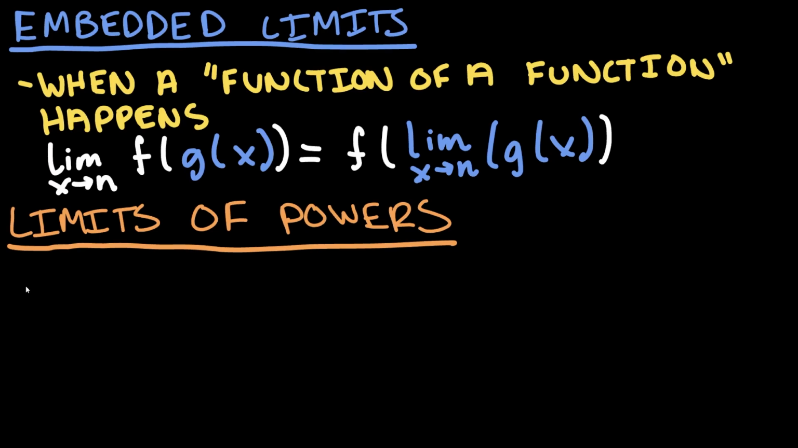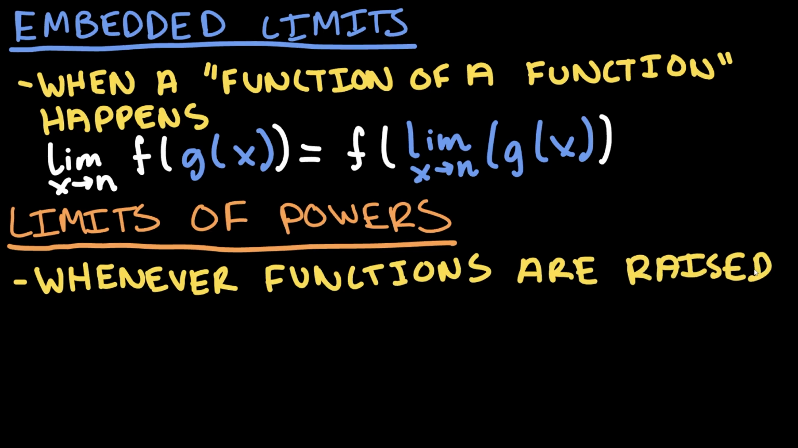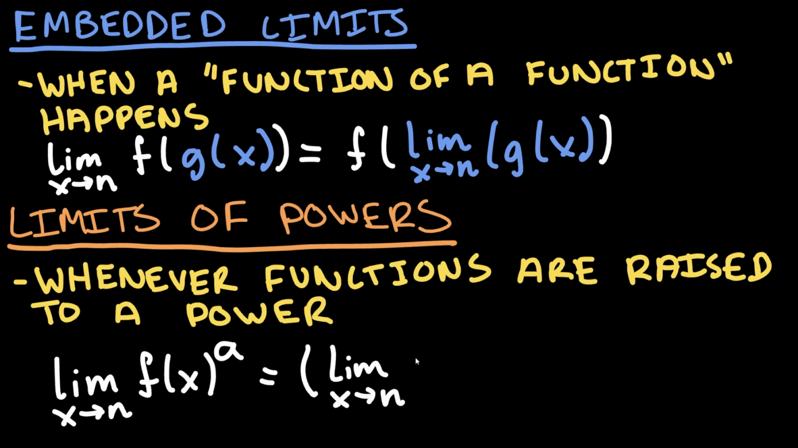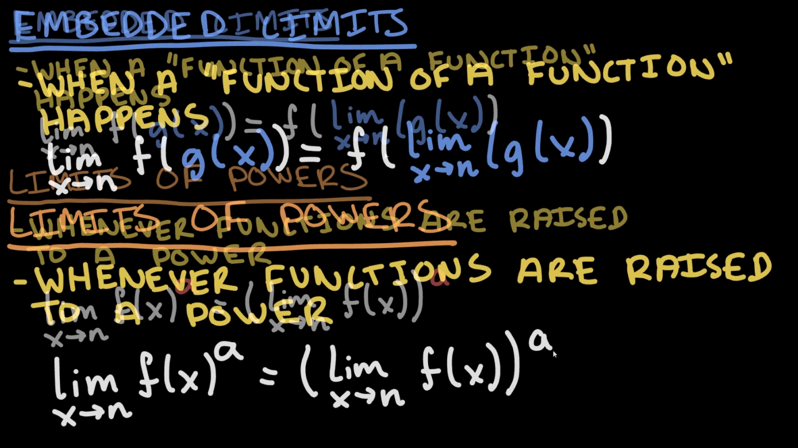In a second, we'll take a look at this rule in more detail, and it'll make a little bit more sense. Now, the other part of what we're looking at is the limits of powers rule. And I think it sounds pretty straightforward. It happens whenever you take a function and raise it to a power. In terms of limits, that means I can take a limit of a function raised to a power, and that's the same thing as taking the limit and raising that to a power.